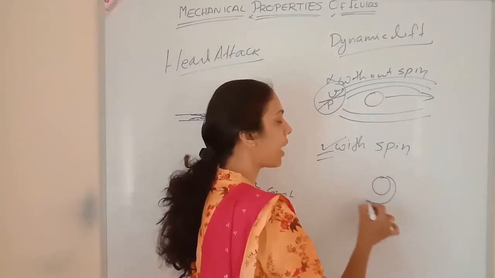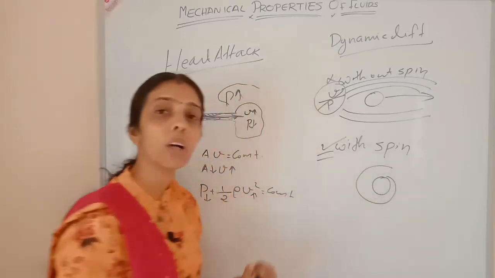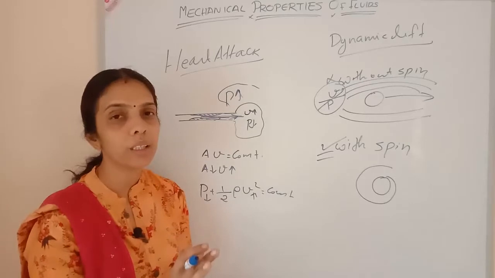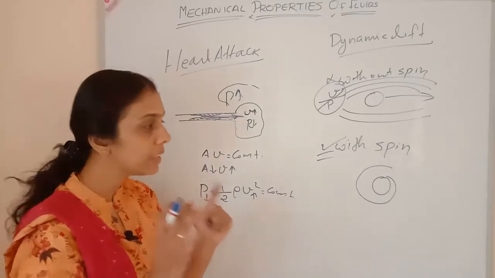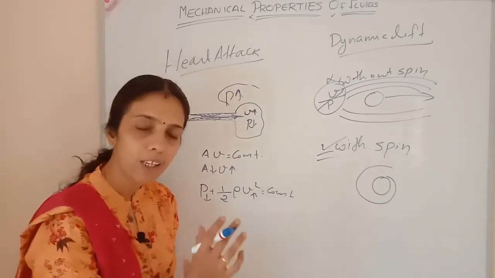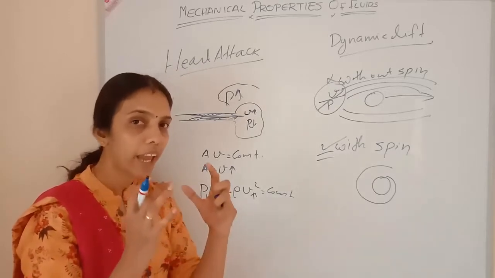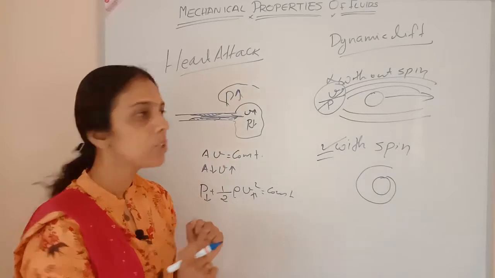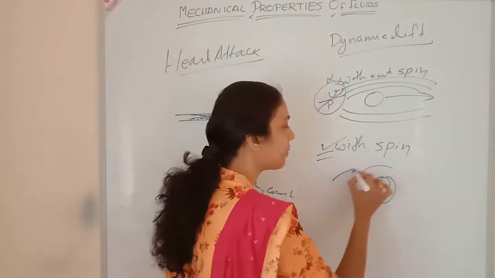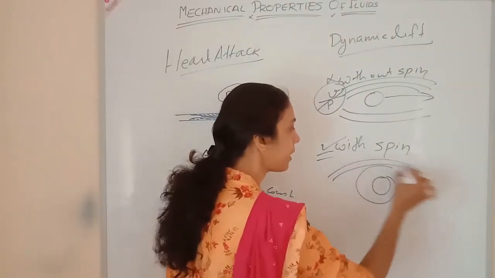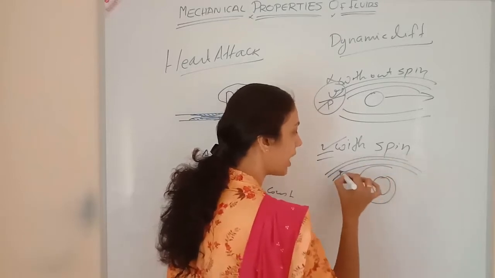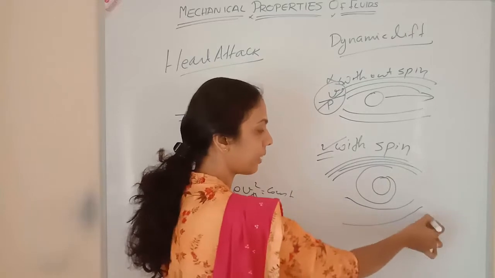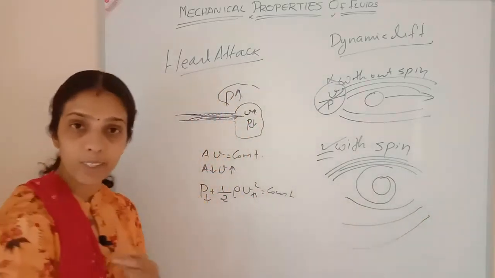A part of the air will also be dragged along with it when we are throwing the ball with a spin. So what will happen? In that way, the air just above will be accumulating on this side, and below it won't happen the same way. Velocity will be less over there.